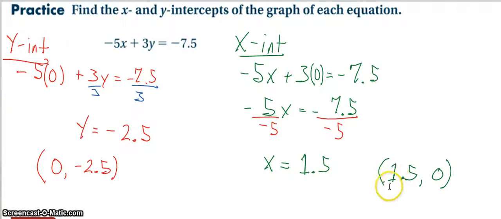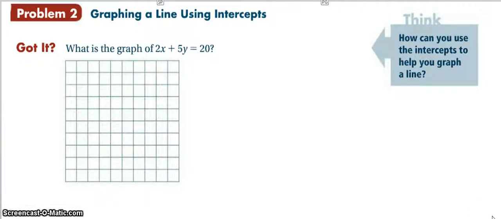That leaves me with a point of 1.5, 0. So now I have my 2 points that make my line. So now to graph the line using the intercepts, do exactly what we've been doing. Find your x-intercept and find your y-intercept, but then create the graph in this coordinate grid based on what size you need, and then plot the points and connect the line to make your line.